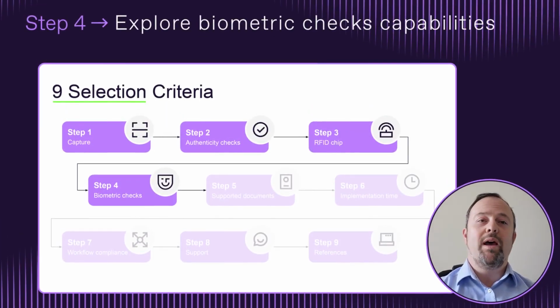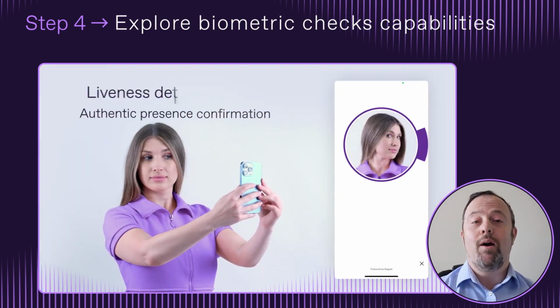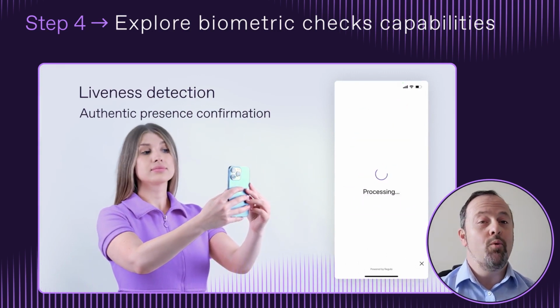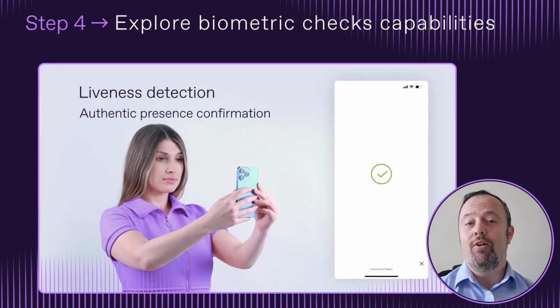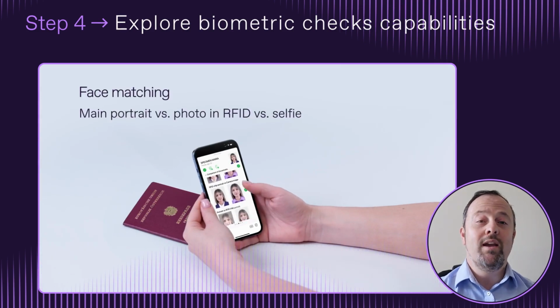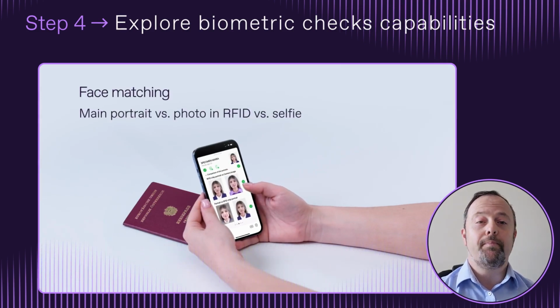Step 4 is about biometric checks. You also need to make sure that the ID belongs to the person who's handing it over. That's where biometric checks come into play. For most businesses, face biometrics is enough. The user snaps a selfie and the tech works its magic, comparing that photo with the ones on the ID document, like the visual inspection zone and the RFID chip.